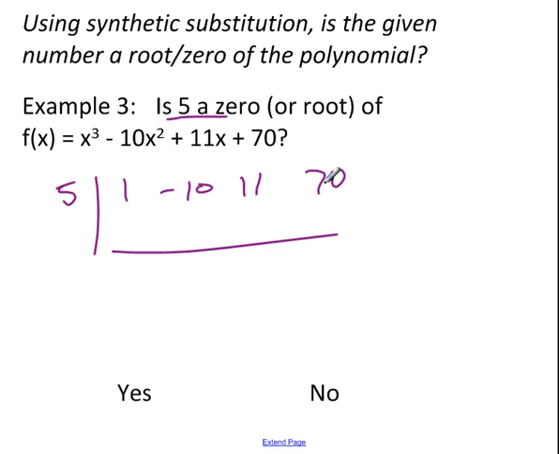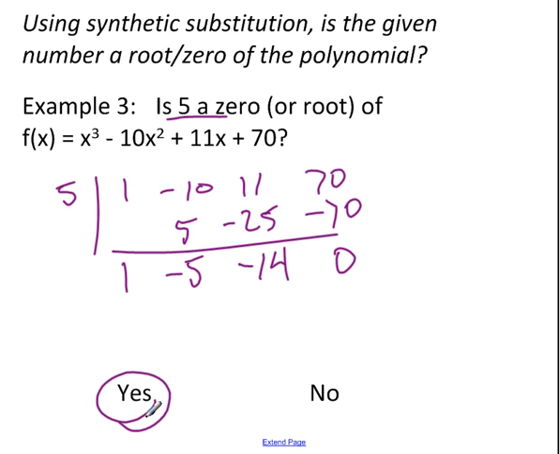So, here we are with all of our wonderful things. Bring down that 1. What's that going to be? 5 is minus 5 is minus 25. And 5 times 14, 50, 60. Oh, look at that. Minus 70 leaves me with 0. So yes, yes it is.